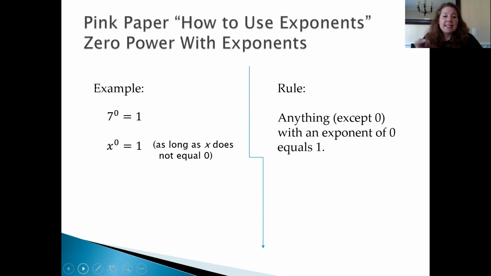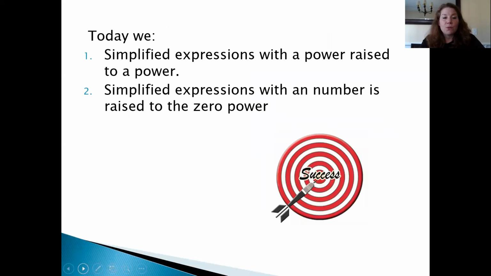All right, so 7 to the 0 power is 1. X to the 0 power is also 1. Anything except for 0 with an exponent of 0 equals 1.